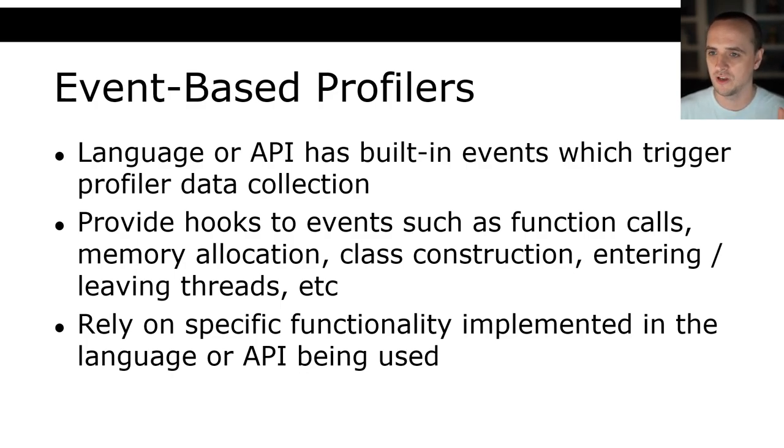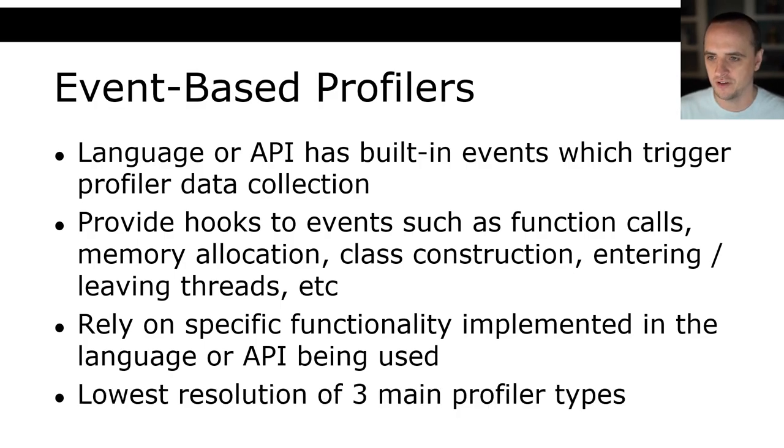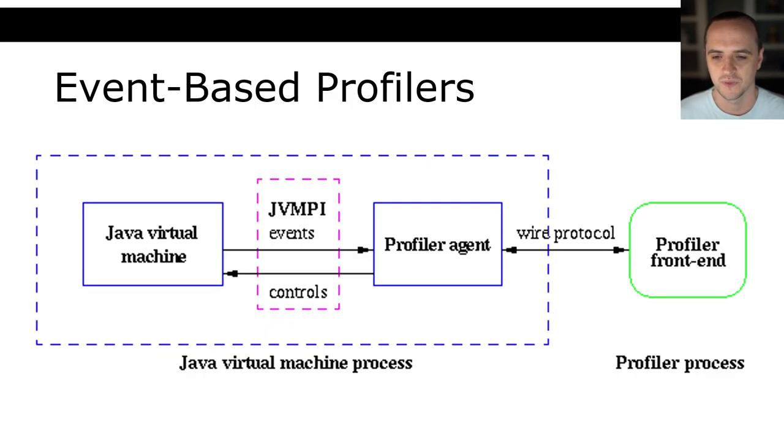So I'm sure there are really great event-based profilers out there, but in my opinion, event-based profilers have the lowest resolution of the three main profiler types that I'm going to be talking about today. I'm not super familiar with event-based profilers, so we won't be using an event-based profiler today. And also, there aren't many, if any of them, that exist and do a good job in C++. So event-based profilers look like this. So this is JVMPI, and JVMPI is an event-based profiler for Java. Okay. So essentially, this JVMPI system sits between this profiler front end and the Java virtual machine.